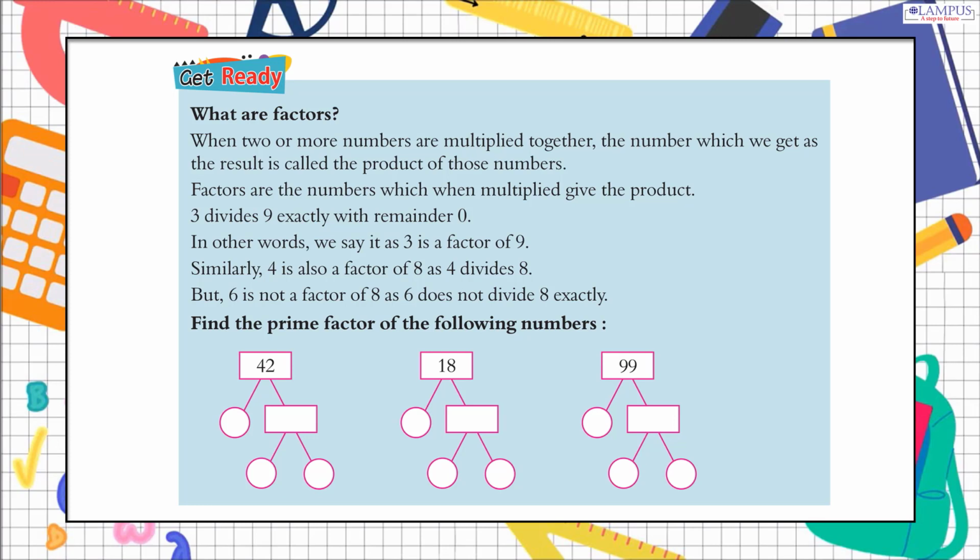3 divides 9 exactly with remainder 0. In other words, we say it as 3 is a factor of 9. Similarly, 4 is also a factor of 8 as 4 divides 8. But 6 is not a factor of 8 as 6 does not divide 8 exactly. Find the prime factors of the following numbers: 42, 18, 99.